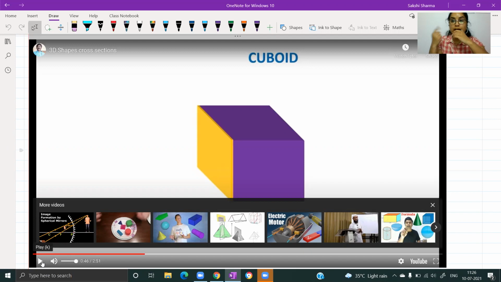In the case of a cuboid, the dimensions are unequal. Length, breadth, height are all different, so the shape that forms will be a rectangle. If it were a cube, in which all sides are equal, what will form in that case? Yes, in that case it will be a square. When the sides of the rectangle become equal, what does it become? A square.